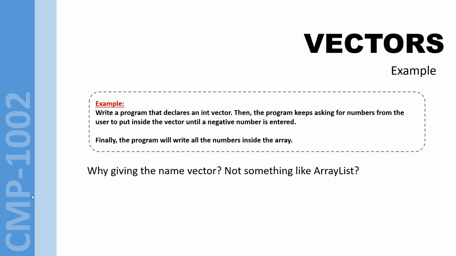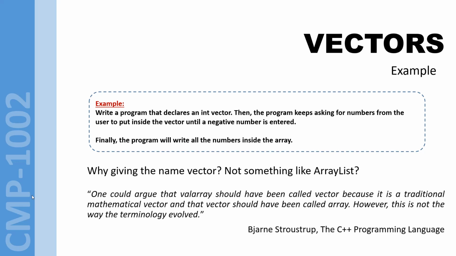For example, the equivalent data structure in Java is called an ArrayList. So why not call this thing an array list? Well, a good quote from Bjarne Stroustrup, the main guy of the C++ language, in the main C++ programming language book, goes like this. There's another data structure called valarray. It should actually have been called vector because it is a traditional vector. And this vector I have been talking about should have been called array. However, that is not how the terminology evolved. Okay, so apparently this is kind of a misnomer.